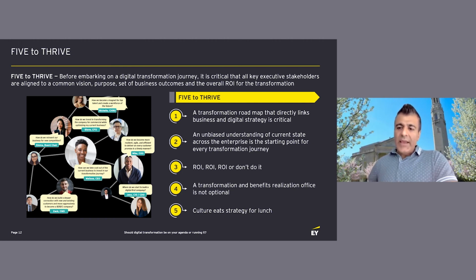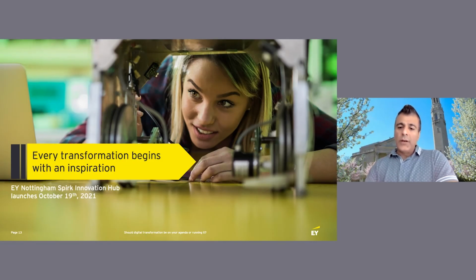Invest in a dedicated cross-functional transformation and benefit realization office with finance tied to the hip as you take a disciplined approach to your transformation journey. And lastly, create a culture, a high-performing culture with a human-centered approach to your transformation efforts. Hopefully this was relevant and useful for all of you.